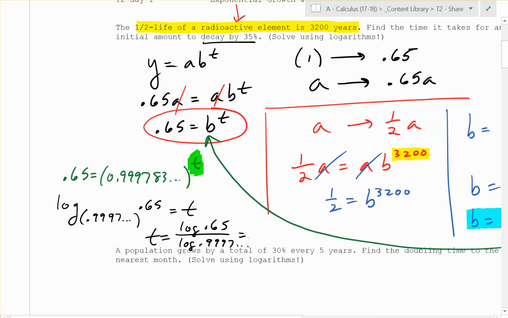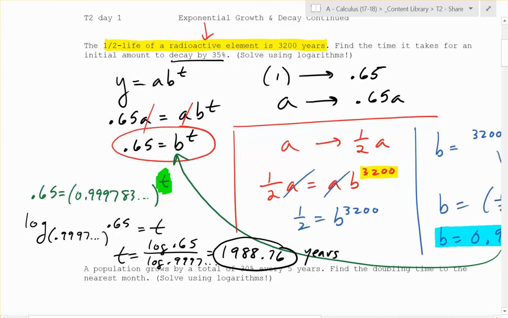It's really important you keep those decimals. So when you do that, you end up with 1,988.76. And this is in years. And that should make sense because it takes 3,200 years for half of it to decay. So how long would it take for 35% to decay? Well, it should be less than 3,200 years, and that's correct.